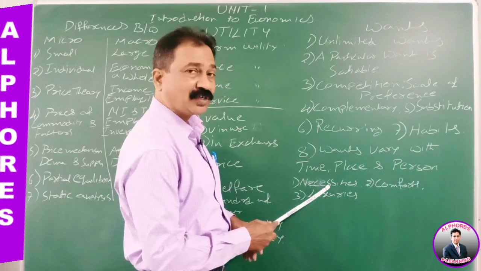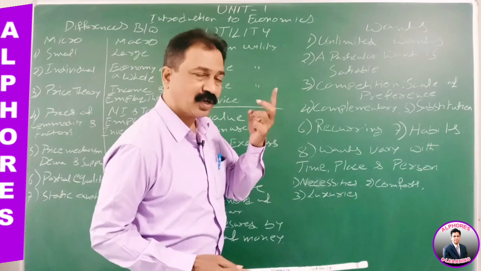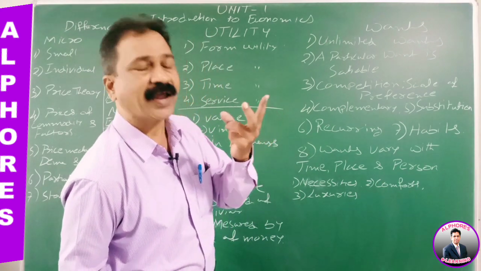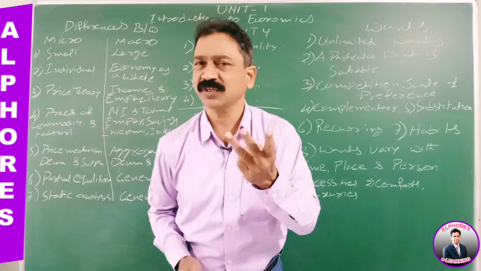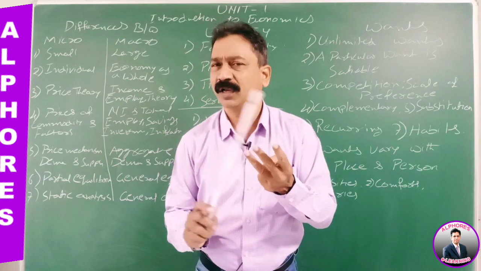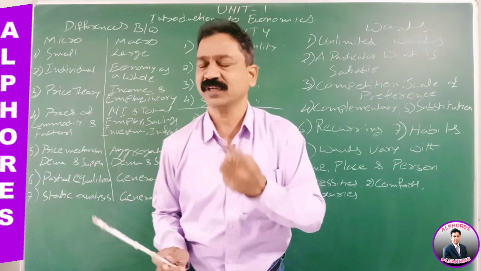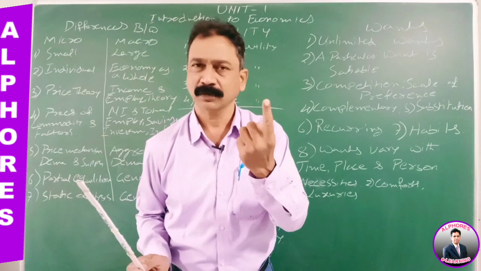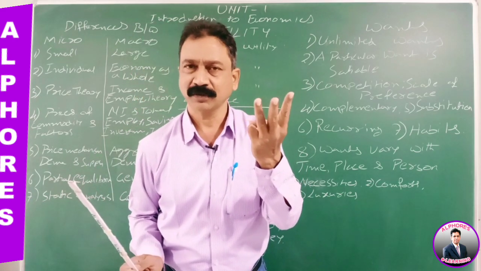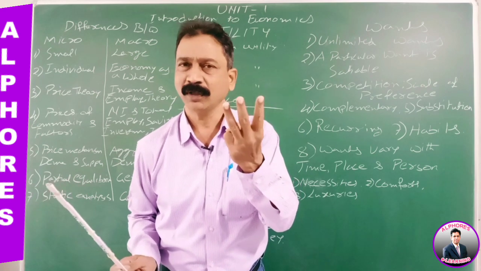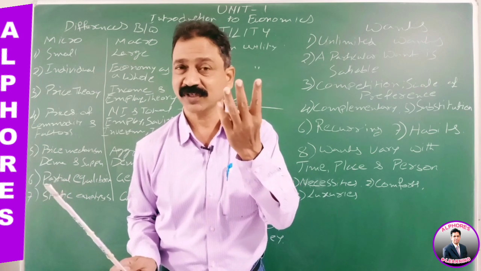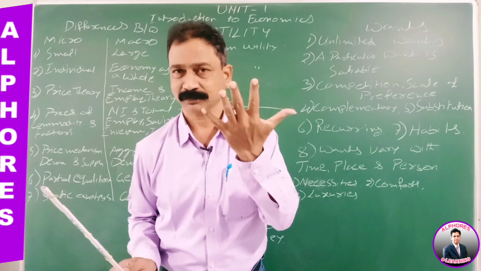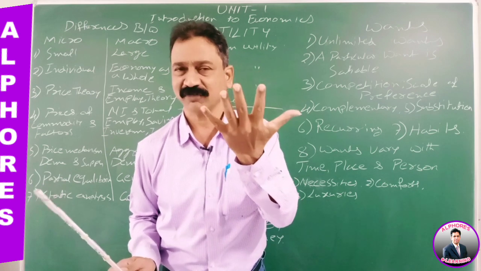Next, wants are of three categories: necessities, comforts, and luxuries. What are necessities? You cannot live without them. For example, food, cloth, shelter. These used to be the old necessities. Nowadays necessities also include education and health. Without these five you cannot survive.